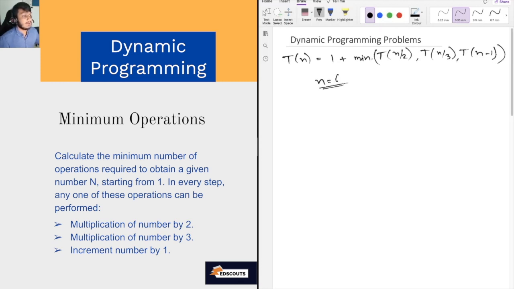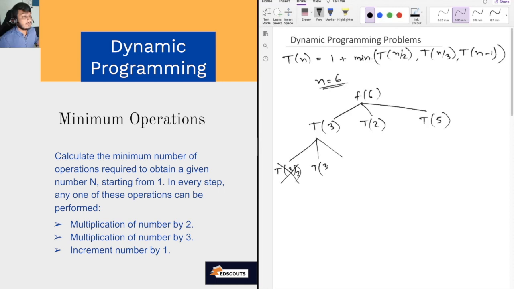For example, n is equal to 6. So t of 6 will be divided into 3 parts. 1 plus minimum of what? T of n by 2. T of 6 by 2 is 3. T of 6 by 3 is 2. T of 6 minus 1 is 5. Now again for T of 3, that will be minimum of 1 plus T of 3 by 2. 3 is not divisible by 2, so we will not consider this. Then T of 3 by 3, and then T of 3 minus 1, that is 2.